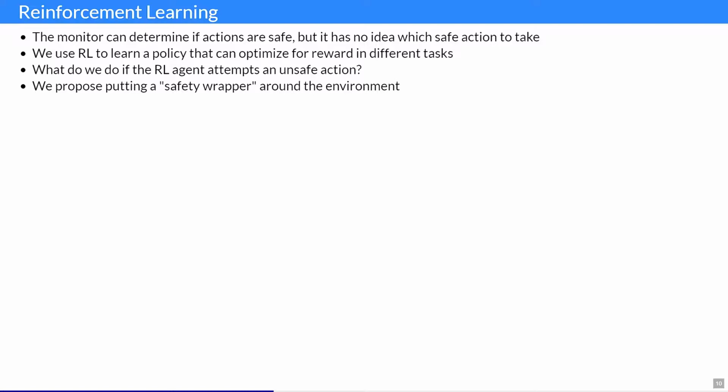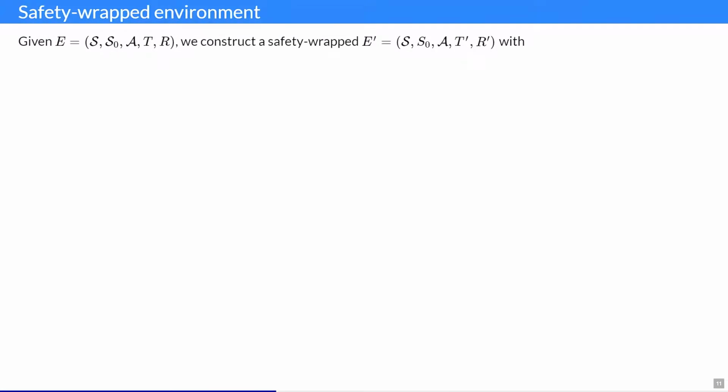And what we propose is to put a safety wrapper around the environment, and we'll show you how this is constructed. So given the original environment E, which was a Markov decision process, we construct a new MDP E prime with the same set of states, initial states, and actions, but with modified transition and reward functions. Because we don't know ahead of time which actions would be best to take in any given state, we'll have the safety wrapper replace any attempted unsafe actions with a safe action sampled uniformly at random from the set of safe actions for that specific state.